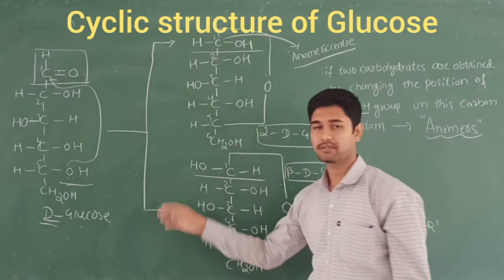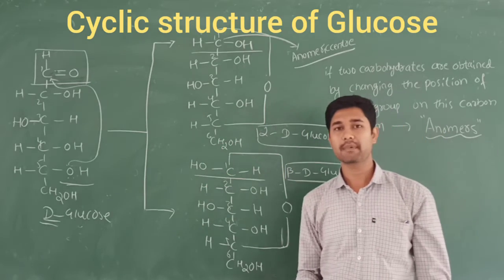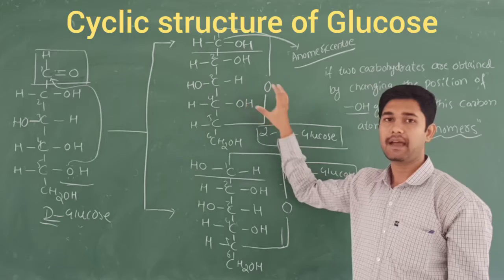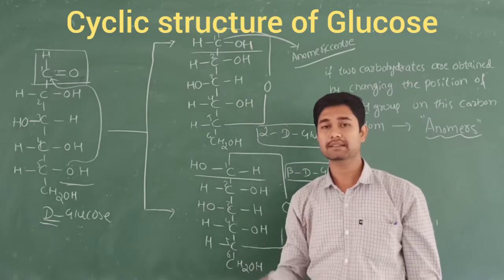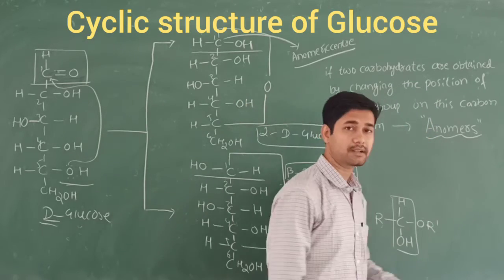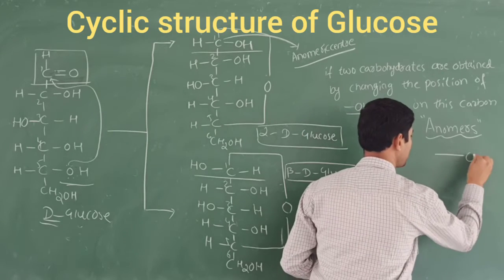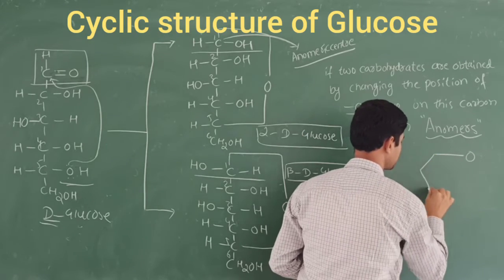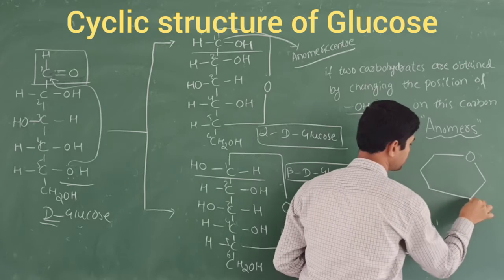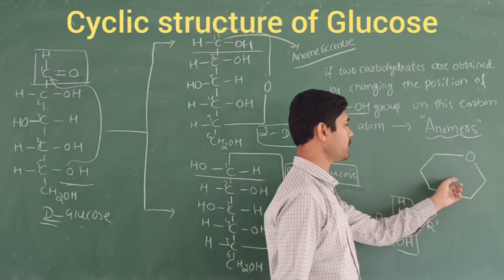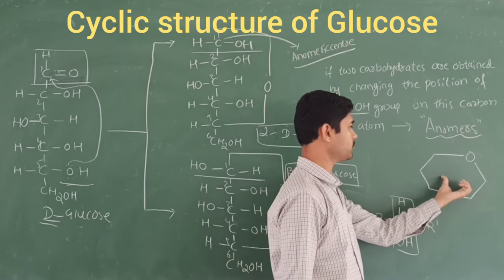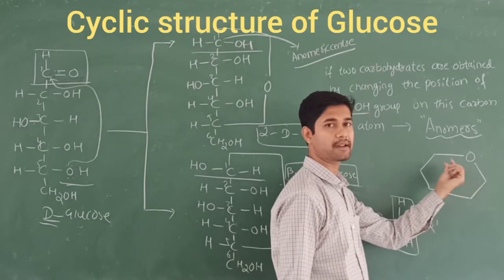CHOH will be there. So now it is going to form a cyclic hemiacetal, which is contained in a 6-membered ring. That 6-membered ring we are going to discuss in the Haworth structure. So like this we are going to represent it here. This is called the cyclic structure, the 6-membered ring.